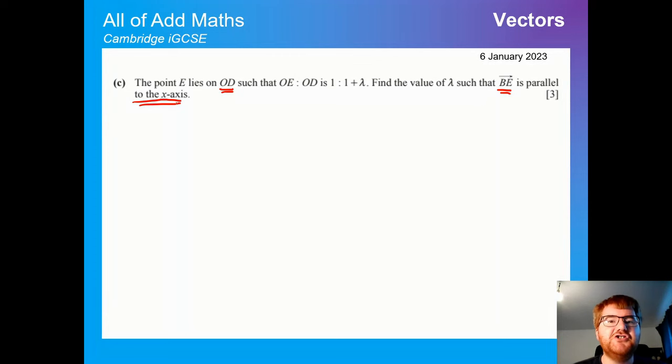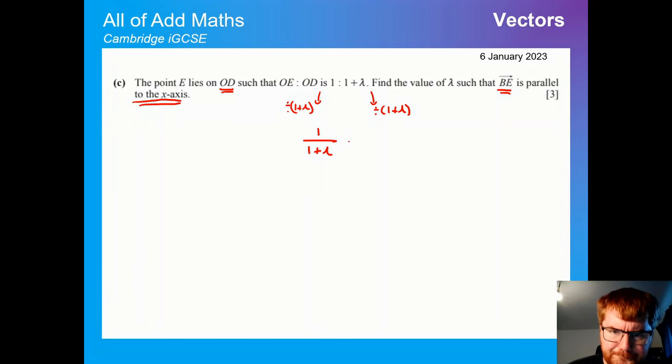And one thing I'm going to do is just change the ratio here slightly. So I'm going to divide both sides by 1 plus lambda. This is going to be a bit helpful a bit later on. Again, we're allowed to do this because we're doing the same to both sides. If we do this, we get the ratio 1 over 1 plus lambda to 1 plus lambda over 1 plus lambda, and these two things cancel, giving us 1.